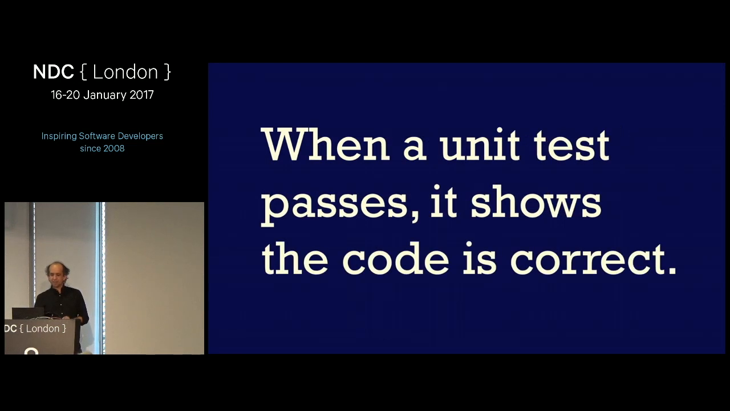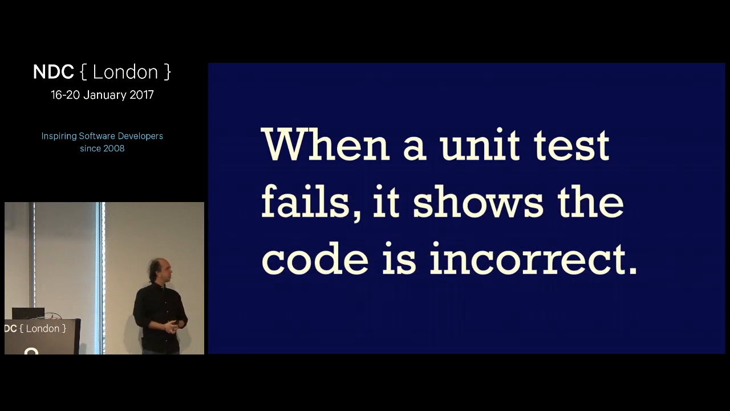People tend to think of their code like this. They tend to think of their unit tests. They think, when a unit test passes, it shows the code is correct. Actually, that's not what you get. And assuming the test is correct, okay, I'm going to give you that one. Okay, let's assume the test is correct. That doesn't show you the code is correct. When a unit test fails, it shows the code is incorrect.